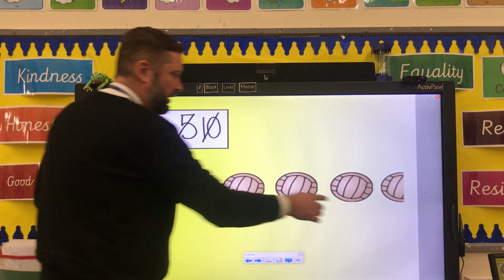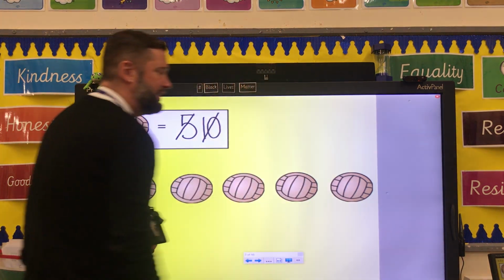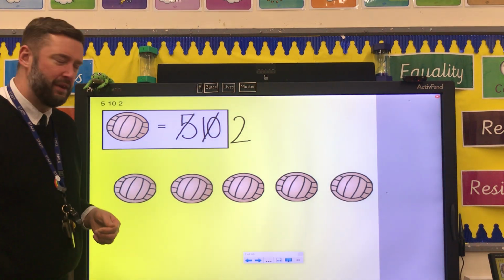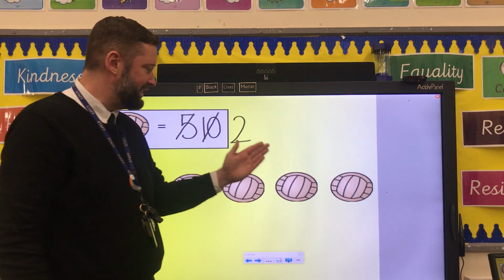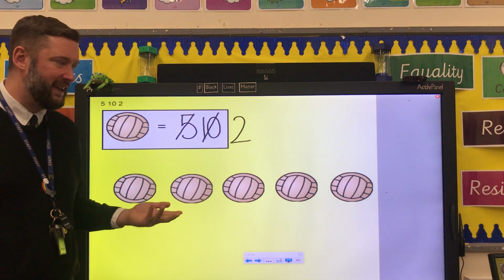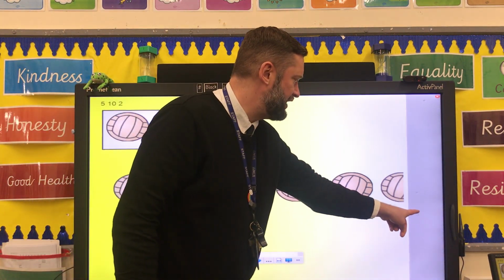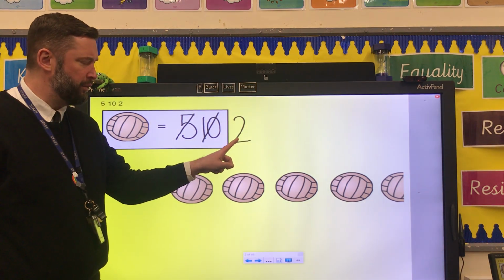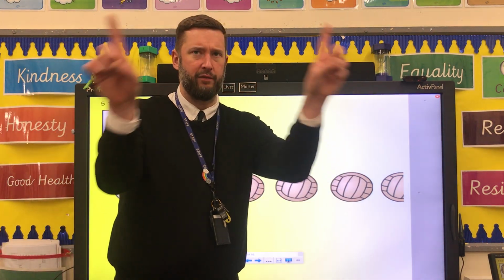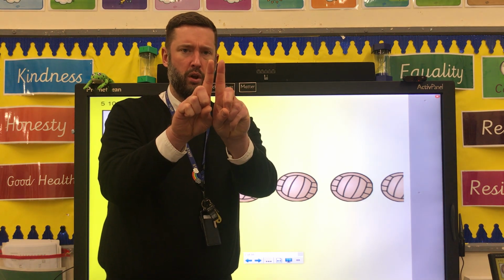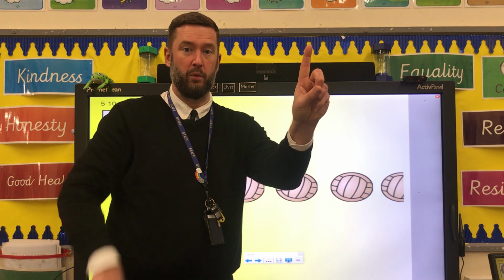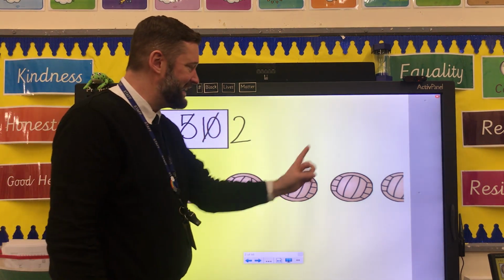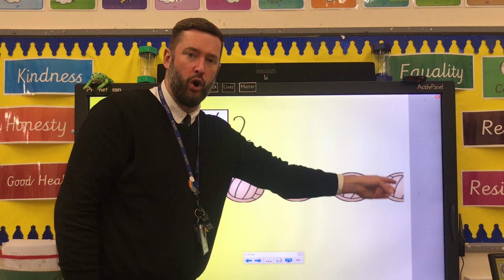What about, cover that one up. Now each ball has a value of 2. Count with me. 2, 4, 6, 8, 10. It would be 10. If I added half a shape on, what would it be now? So if one ball is 2, what's half a shape? It would be 1. So 2, 4, 6, 8, 10, and one more would be 11.